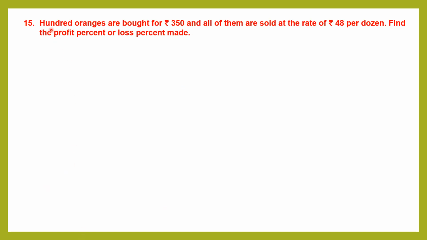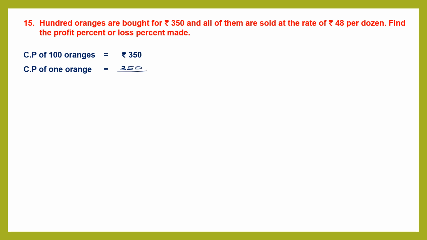Question 15. 100 oranges are bought for 350 rupees and all of them are sold at the rate of 48 rupees per dozen. Dozen means 12. Find the profit percent or loss percent made. Okay, let's begin by saying cost price of 100 oranges. So it's given to us already, 350. Now let's find the cost price of one orange. That means 350 divided by 100. Let's do that.